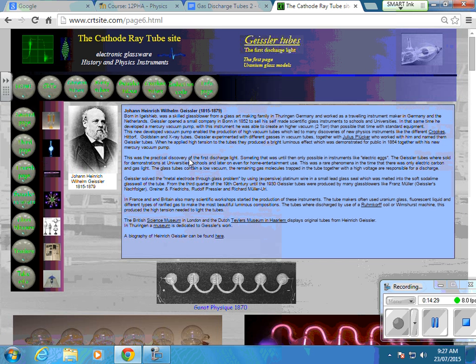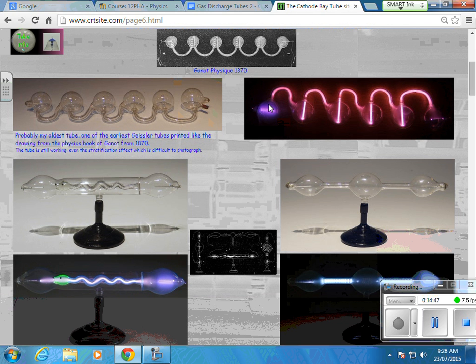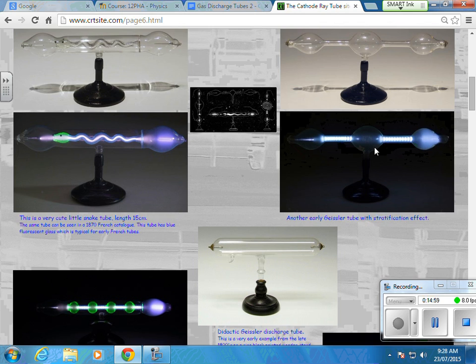These are the Geissler tubes. This has an explanation about who Geissler was and what he did, about how he developed the vacuum pump and then went on to look at glass tubes. It's nice because it shows some of the tubes that were developed and when they were developed. So you can see here a picture from 1870 of one very, very similar, and how it worked. And these are similar to the things we saw working. See the striations in that one? Different colours, different shapes.